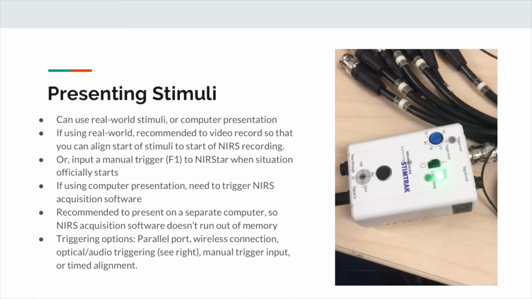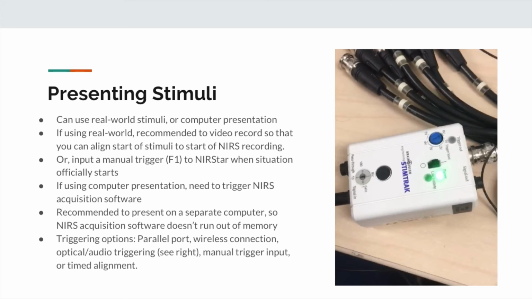If you're using computer presentation, you have a few more options, but you'll need to trigger the NIRS acquisition software from whatever computer you're presenting from. We recommend presenting from a separate computer so that the NIRS acquisition software doesn't ever run out of memory, because that can slow down the acquisition and the picture speed, and you wouldn't know that when just looking at the data.